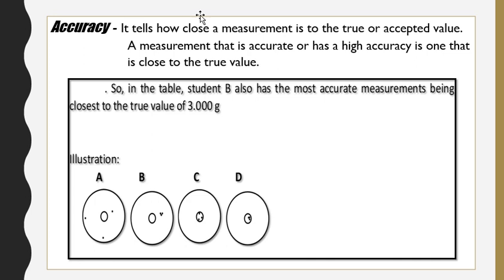Now, accuracy tells how close a measurement is to the true or accepted value. A measurement that is accurate, or has a high accuracy, is one that is close to the true value. So for example, in the table, student B also has the most accurate measurements, being closest to the true value of 3.00 gram. So that is the equivalent illustration.